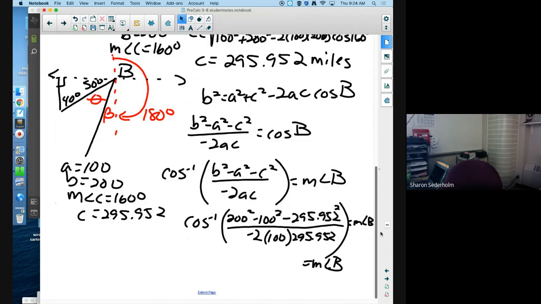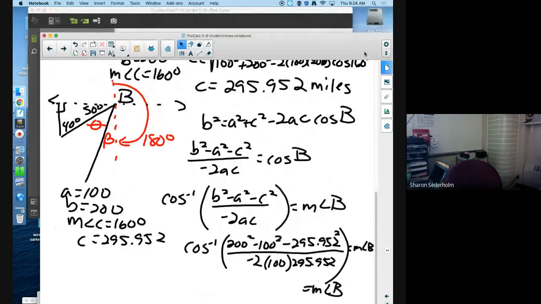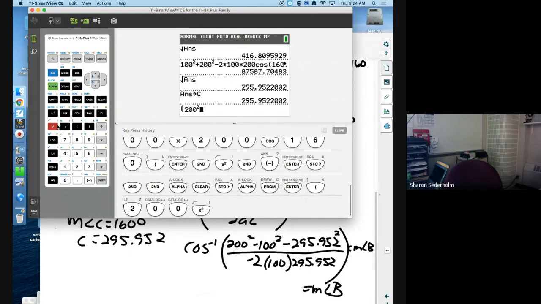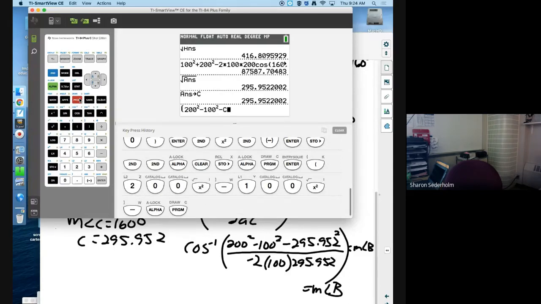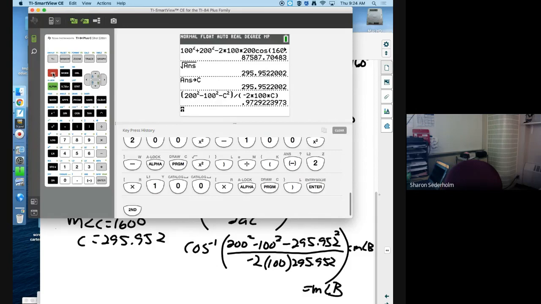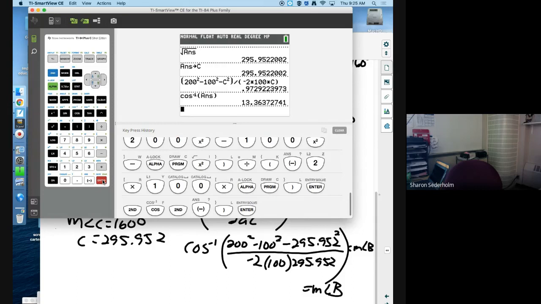And I hope that's low enough that I can see it. Nope, got to go down a little bit more. Parentheses, 200 squared minus 100 squared minus alpha C squared, parentheses, divided by parentheses, negative 2 times 100 times alpha C, parentheses, inverse cosine of that big mess. 13.364.